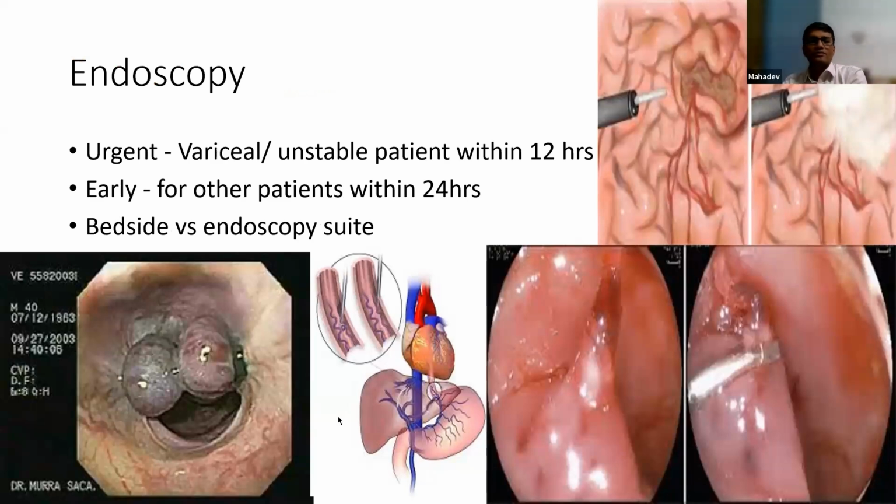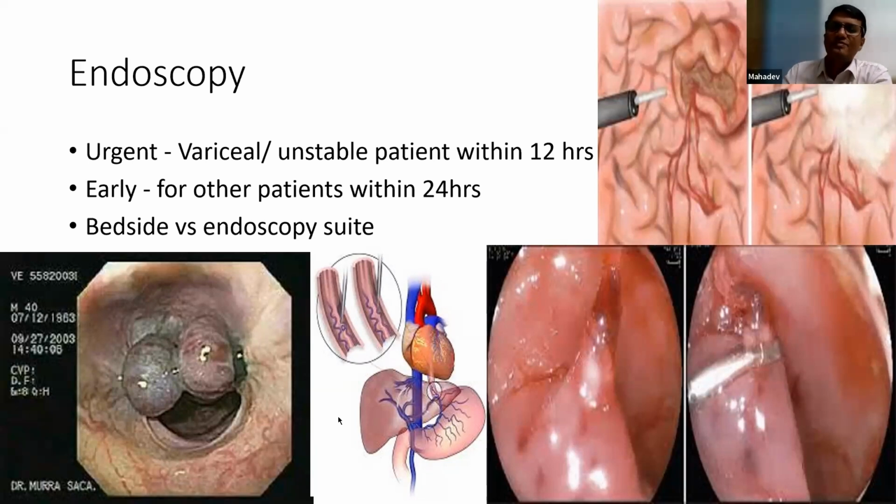So whenever we do an endoscopy, it can be, as I told you, urgent. If it is a variceal or unstable patient, within 12 hours we have to do it. Early for other patients, we have to do within 24 hours. And there are pros and cons of bedside versus endoscopy suite for these patients. Bedside means getting the endoscope into the critical care area and doing the scopy at the bedside. The advantage is we are not moving the patients. The patient is in the ICU and the intensivist is comfortable handling any emergencies or hemodynamic instability.